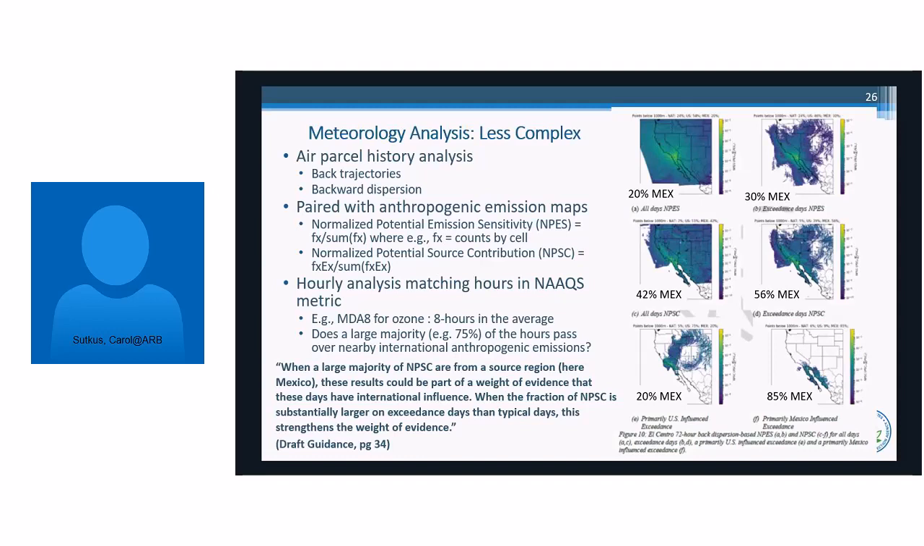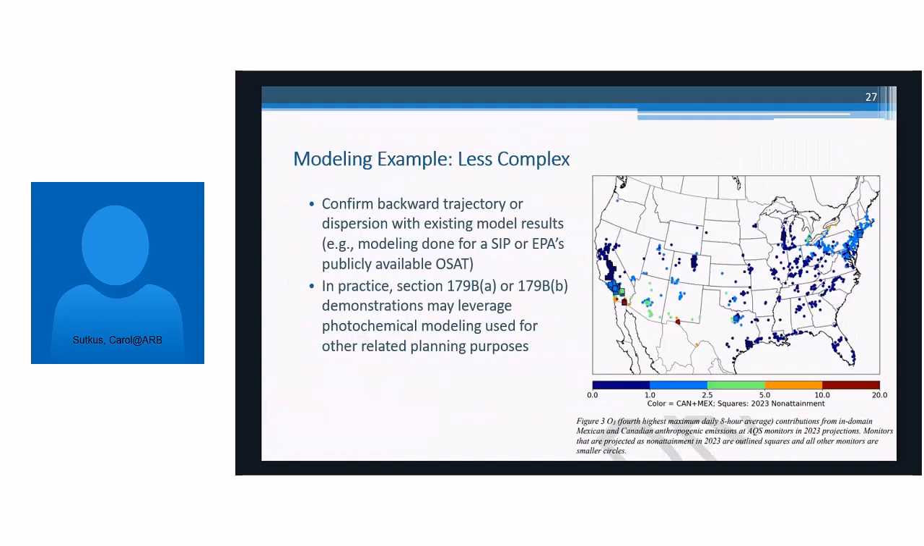And on the right-hand side, I'm showing 6 different days. The day in the top left has 20% from Mexico, which would mean a larger contribution from the U.S., whereas the bottom right figure has a very large contribution from Mexico, 85%. So a day like that would clearly be from or attributable more to Mexico. All right, move to the next slide.